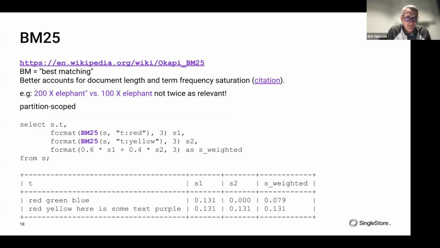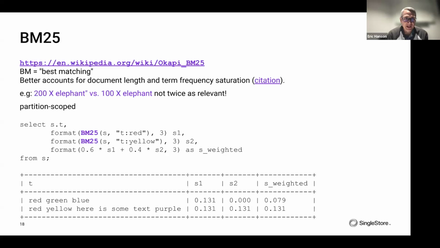Next, I want to move on to talk about BM25 scoring. BM25 is also known as best matching, number 25. BM stands for best matching. If you want to see all the details about how it works, you can look at that Wikipedia article about Okapi BM25.